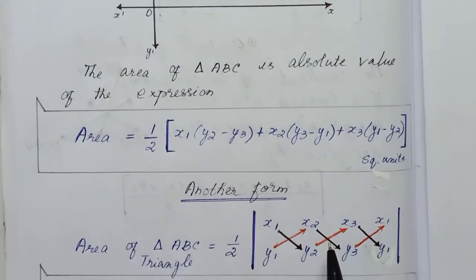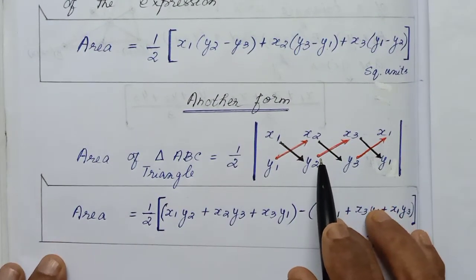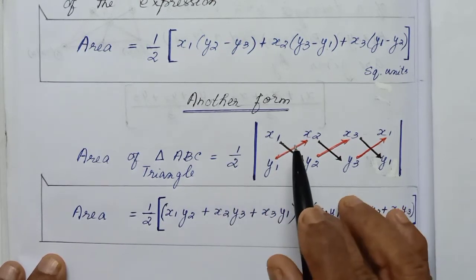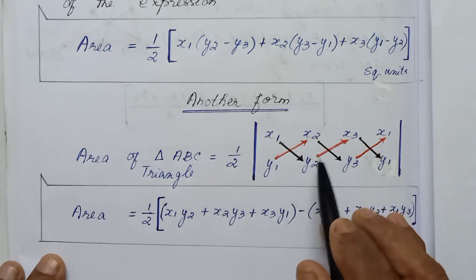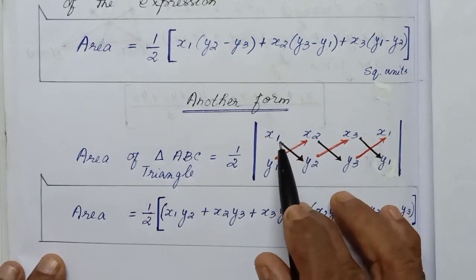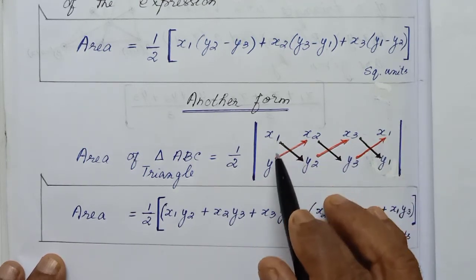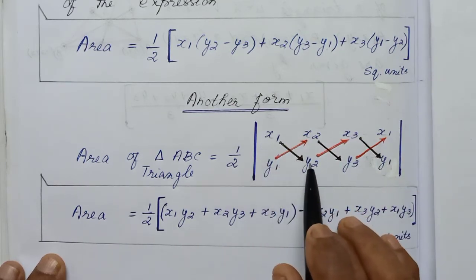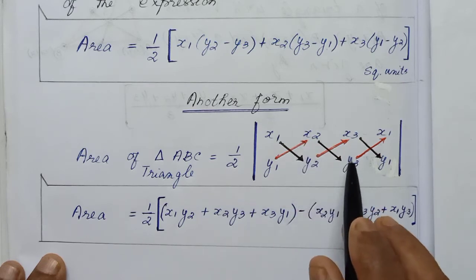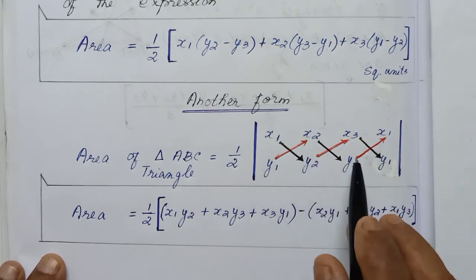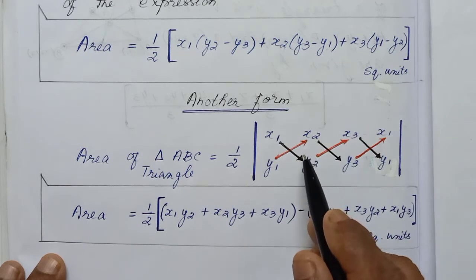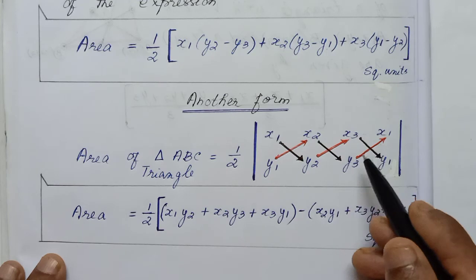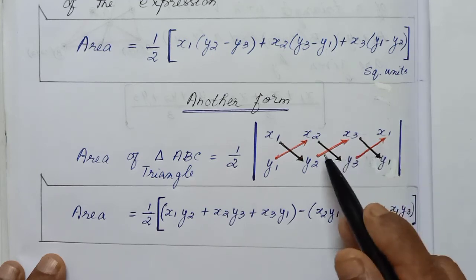Okay. There is another form also, that is the cross multiplication method. The area of a triangle is 1 by 2. You put like this: x1 y1, x2 y2, x3 y3, and x1 y1 again, where you started. Then one arrow goes x1 y2, x2 y3, x3 y1, like that you make an arrow. Another arrow goes y1 to x2, y2 to x3, y3 to x1, like that you put another arrow.